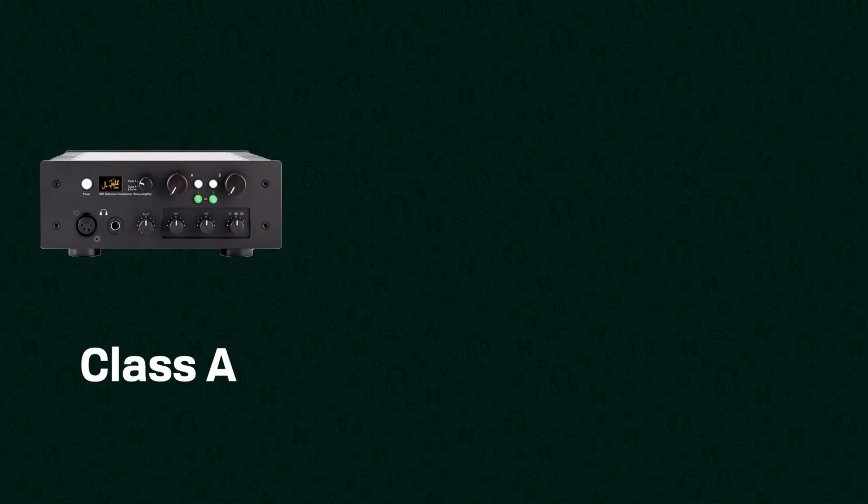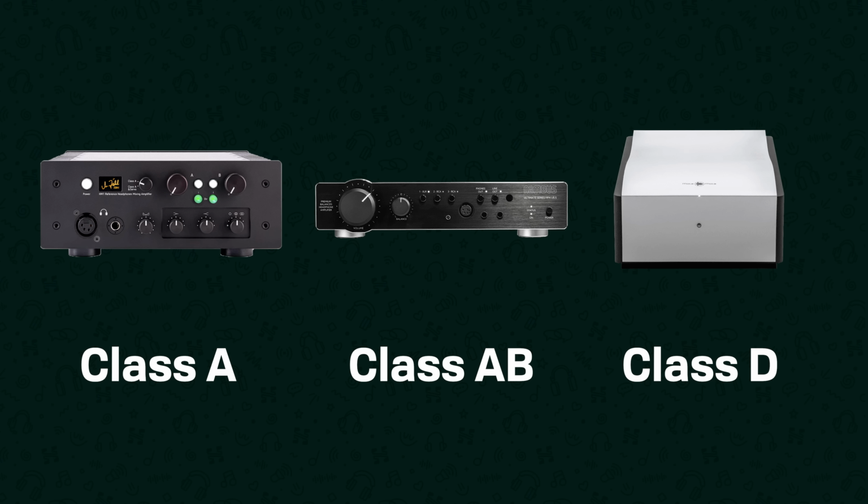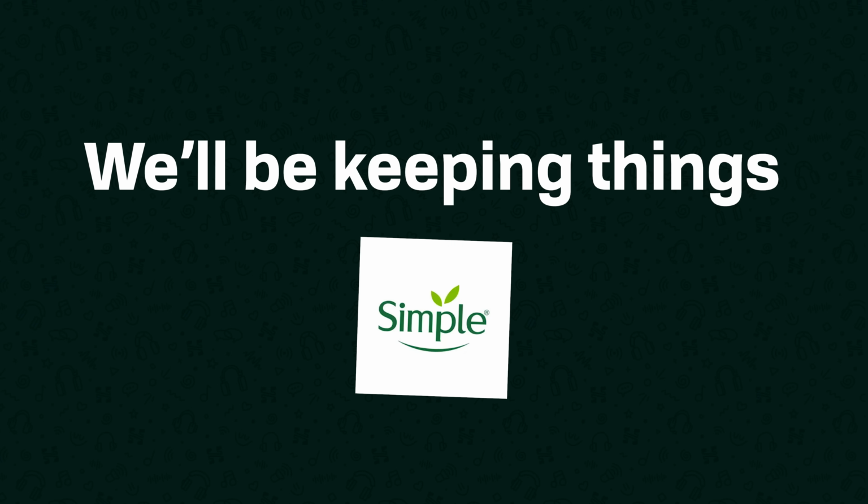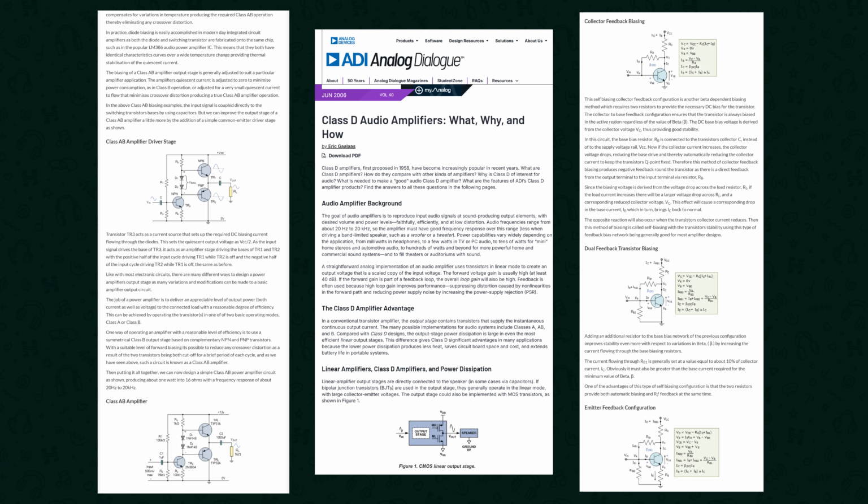So, there are a number of different classes of amplifiers, but in audio we almost always see the same three: Class A, Class AB, and Class D. So we're going to focus mainly on those three. Throughout this video, we'll be keeping things simple and easy to understand, but if you'd like a more in-depth read into any of the topics covered, there are some great resources linked in the description.